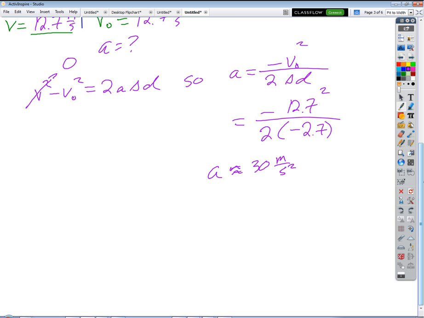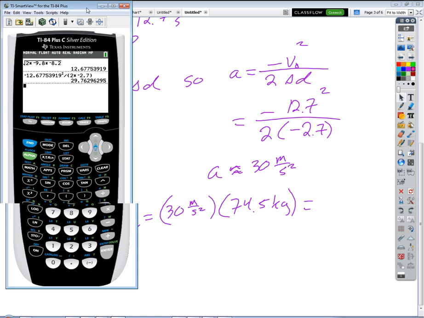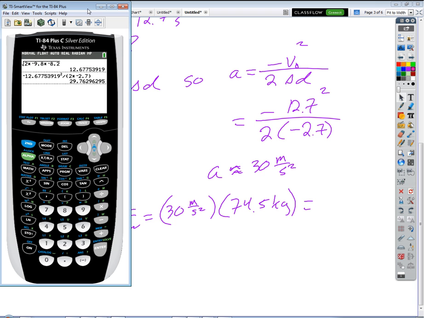So really, and I should have put the m out front, but the mass is, wasn't it 74.5 we said? So now, one last calculation here. So we get this number times 74.5 kilograms is, to 2 sig figs, about 2,200 newtons is the force exerted by the water. Okay? Make sense?